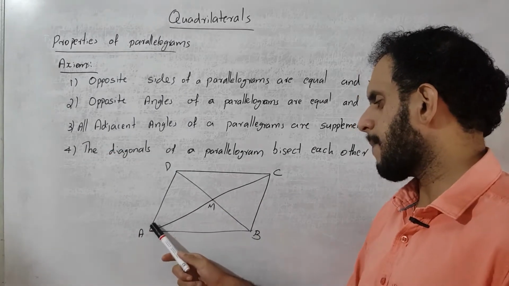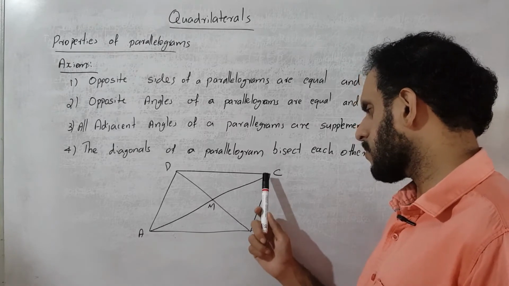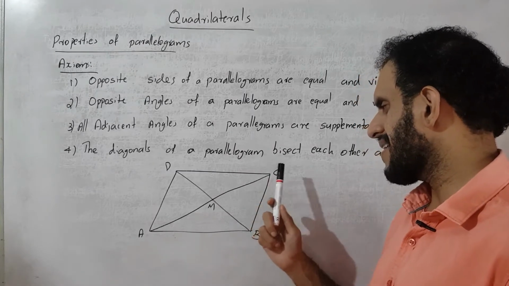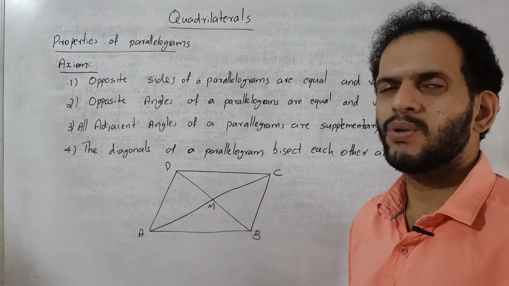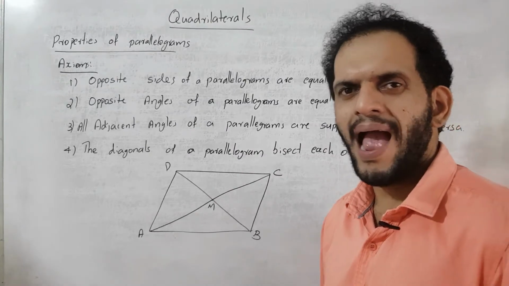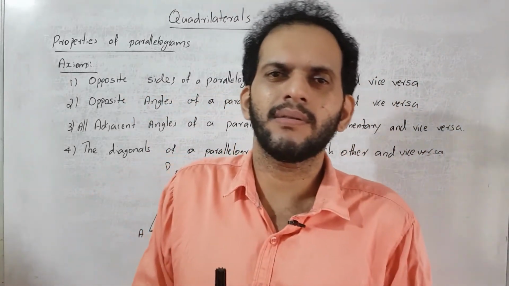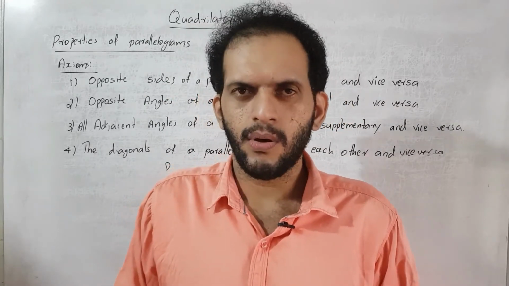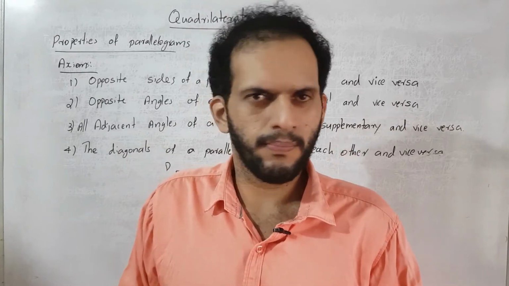That means angle A plus angle B is equal to 180. Angle B plus angle C is also 180. C plus D is 180. D plus A is also 180. If we add any two adjacent angles, we get only one answer. The answer is 180 degrees, when the given quadrilateral is a parallelogram.